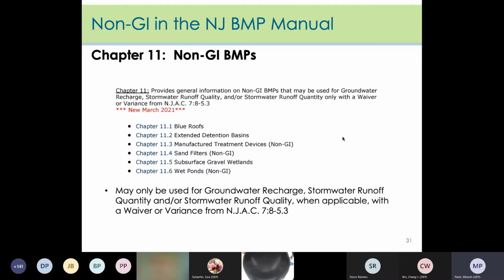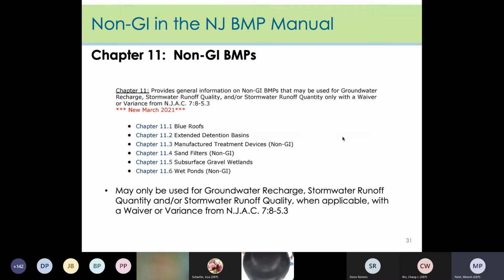BMPs in Chapter 11 are non-green infrastructure, and they always require a waiver or variance before they can be used. It is not anticipated that these BMPs will be used much in the future because of what is required in order to grant a waiver or approve a variance. So, as for some of these BMPs noted on this table, blue roofs don't have a reuse component, and extended detention basins are typically large and require additional treatment to meet water quality standards.